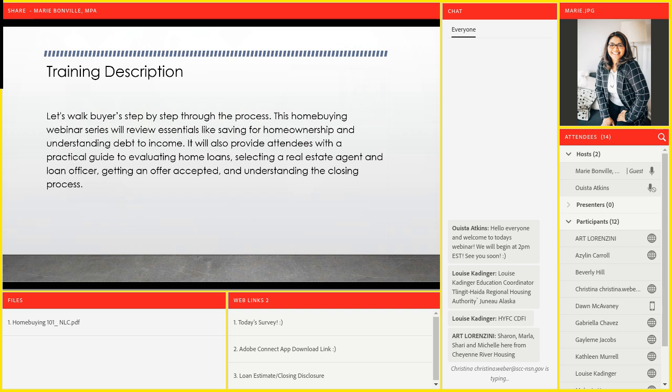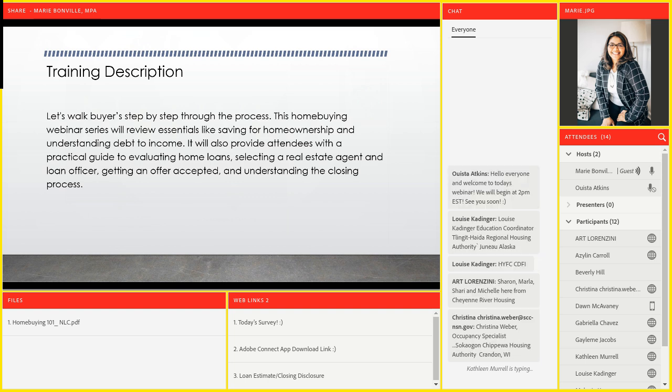This process includes evaluating both the types of home loans that are available to them, right? So there's not just one product. Banks have many different products that our clients can choose from. Of course, we're going to talk about Section 184, but there are others.